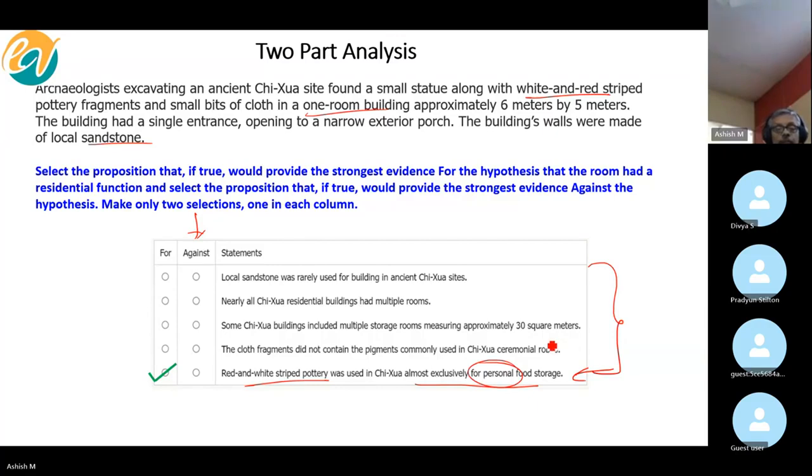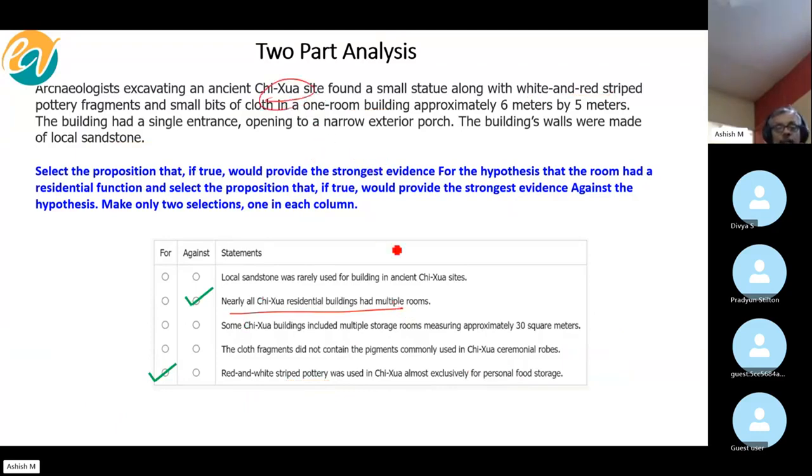All right. Well, B is the right answer. So basically, why is B the right answer? Nearly all Chi-Xua residential buildings had multiple rooms, while this has only a single room.